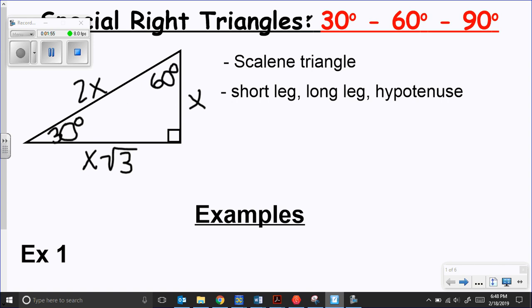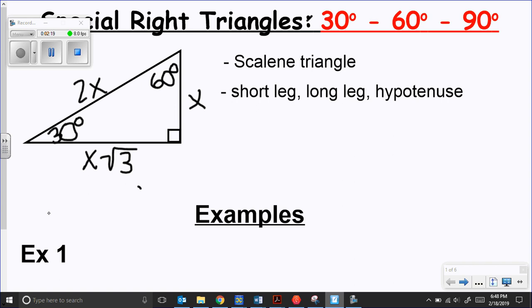And so one of the ways I kind of distinguish this from a 45, 45, 90 is that a 45, 45, 90 has two of the same size, so that one has a square root of 2. Whereas this one, a 30, 60, 90, you got three different angles, so this one has a square root of 3. So hopefully that helps you differentiate between which ones are which. Okay.